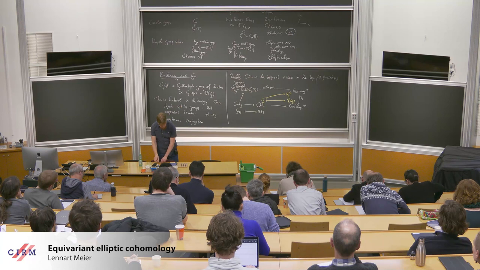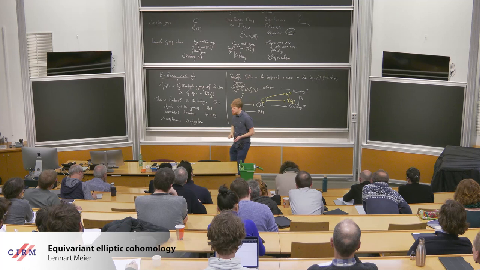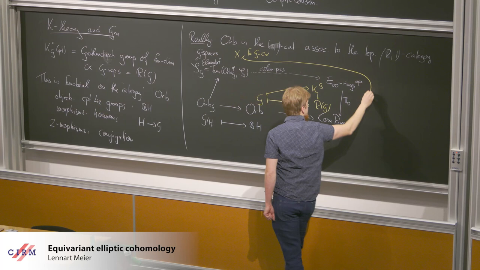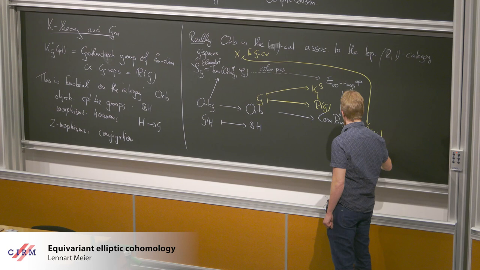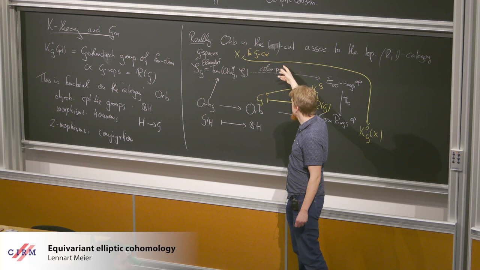So thus, this can be seen as what equivariant K-theory does. If I have an X here, and say this is a finite G-CW complex, this goes exactly to K_0^G of X. But note that I really had to go to homotopy theory to make this work, because colimits are just very different if I take them in one category here or in the infinity category.